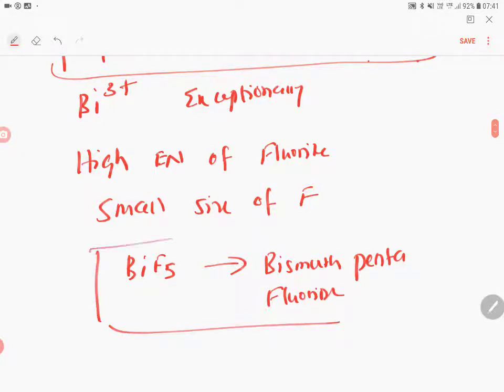which is exceptionally stable. Therefore, the most stable oxidation state of bismuth is +3, but in the +5 oxidation state only bismuth pentafluoride can exist. Therefore, option B is correct.